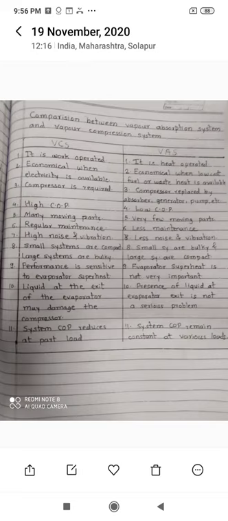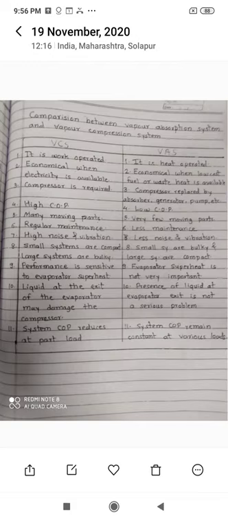Next difference is, in the vapor compression system, as there are a number of moving parts, regular maintenance is required. In the case of vapor absorption, as there are no or very few moving parts, less maintenance is there. Next is, in the vapor compression system, as there are a number of moving parts, always some amount of noise and vibration takes place. But in the vapor absorption system, there is no noise or less noise and less vibration.